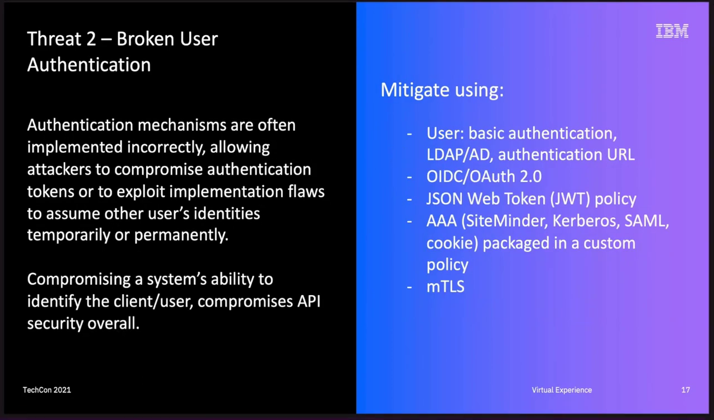Threat 2 is about broken user authentication. What does that mean? Authentication is a critical component of any application. Poor implementation of authentication methods, sensitive authentication details like auth tokens or passwords included in the URL, or misconfiguration of JWT can impose these authentication threats. How can you mitigate this threat in API Connect?